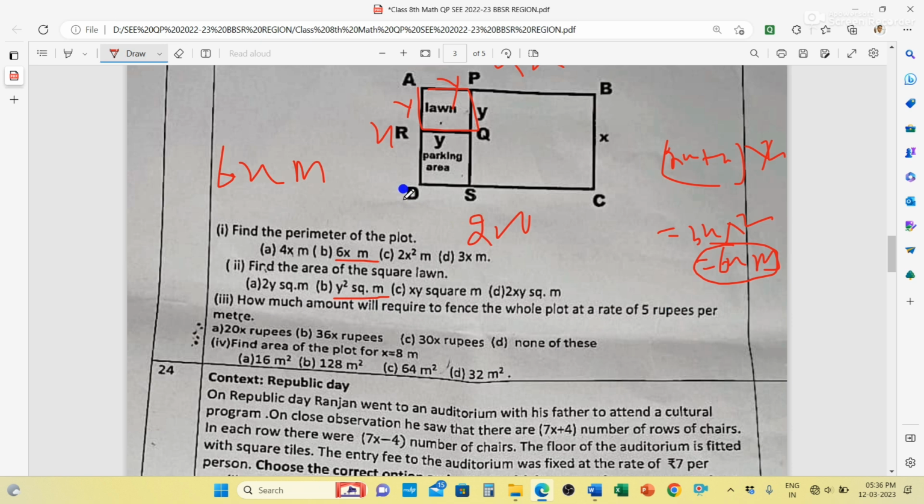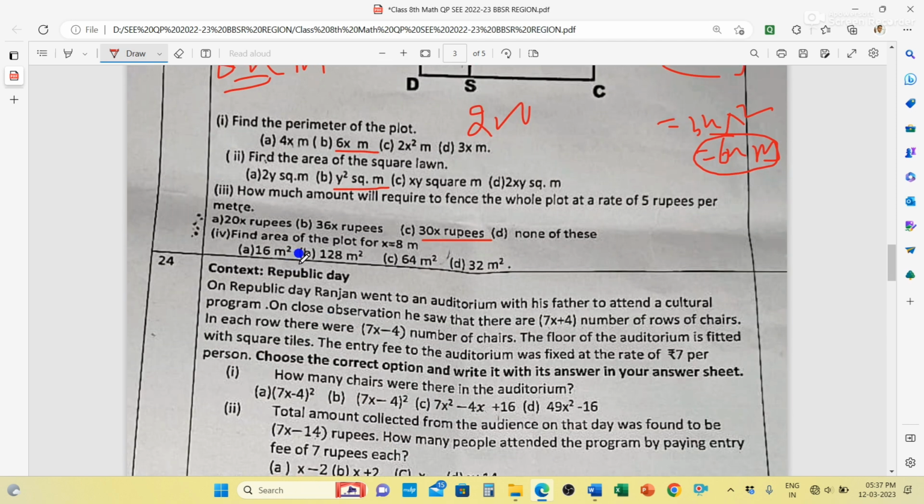Okay, so per meter 5 rupees. The total perimeter is 6x. So 6x multiplied by 5 will be 30x. Okay, 30x rupees you have to pay. Now find the area of the plot for x equal to 8.